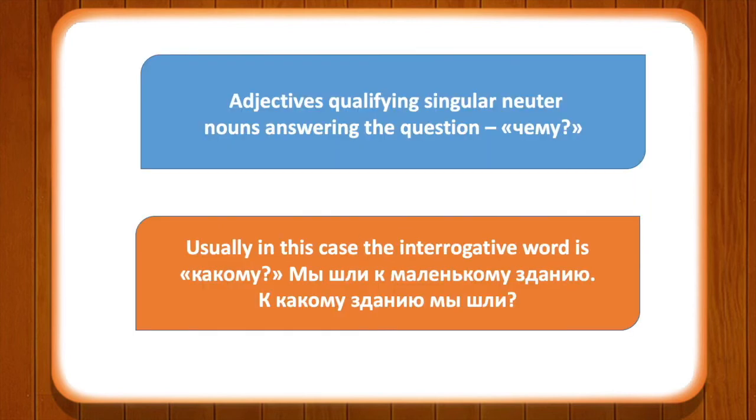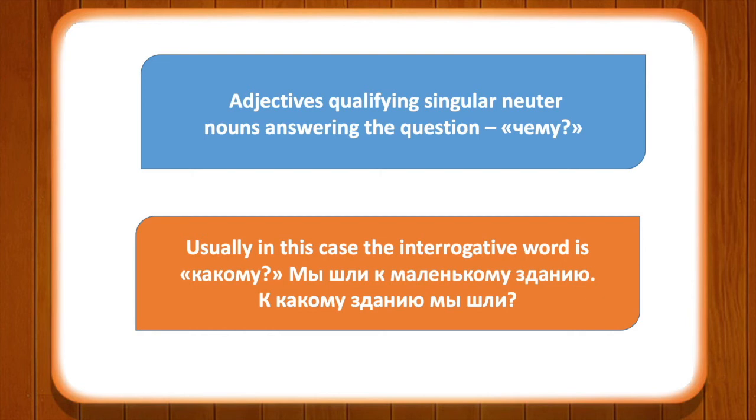So, I hope the concept of changing the adjective endings and the noun endings is clear to you as far as the masculine singular nouns are concerned. Now, we will go ahead and pay attention to the adjectives qualifying singular neuter nouns answering the question чему.